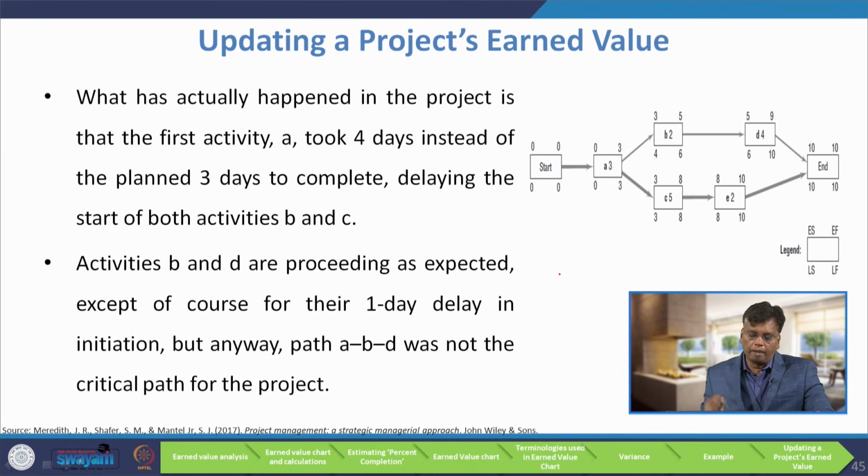What actually happened in the project is that the first activity A took 4 days instead of the planned 3 days to complete, delaying the start of both activities B and C. Activities B and D are proceeding as expected, except of course for their 1 day delay in initiation. But anyway, path ABD was not the critical path for the project.